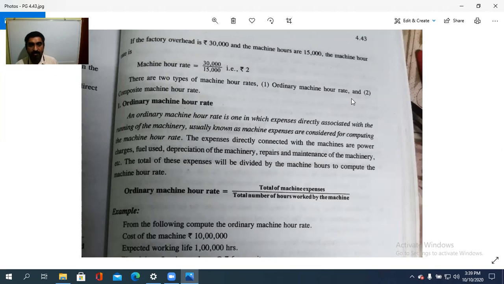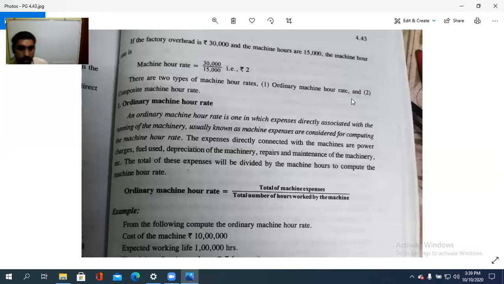So one in which expenses that are directly associated with the running of the machinery, usually known as the machine expenses, are considered for computing the machine hour rate. The expenses directly connected with the machines are the power charges, the fuel used, the depreciation of the machinery, the repairs and maintenance of the machinery, etc. The total of these expenses will be divided by the machine hours to compute the machine hour rate.